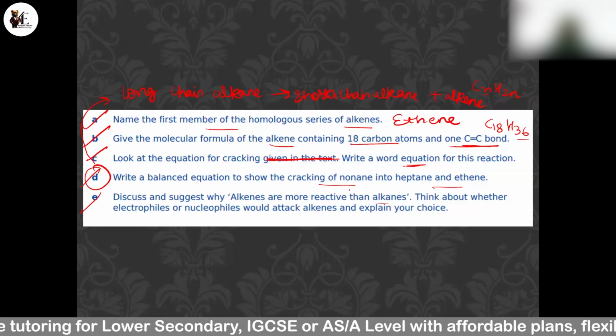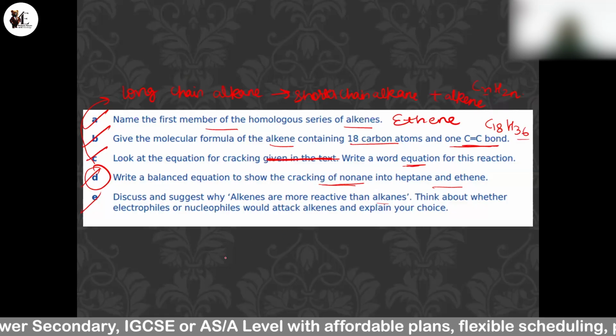Okay, so write a balanced equation to show the cracking of nonane into heptane and ethene.